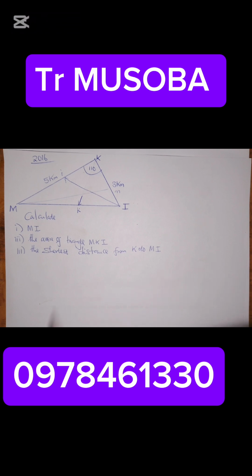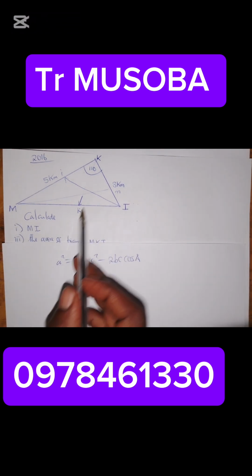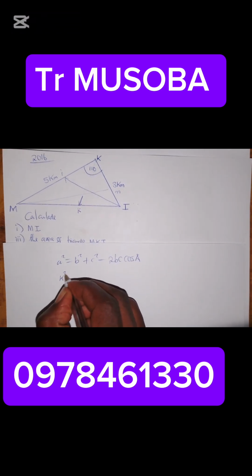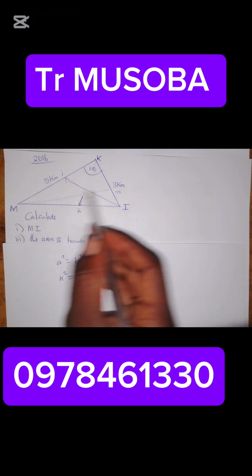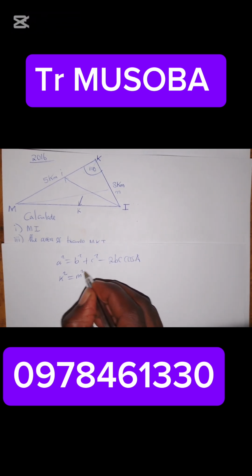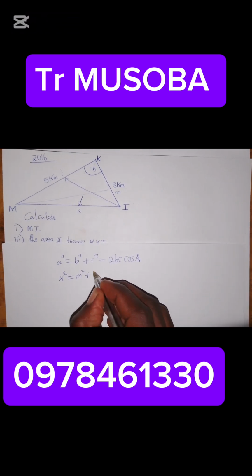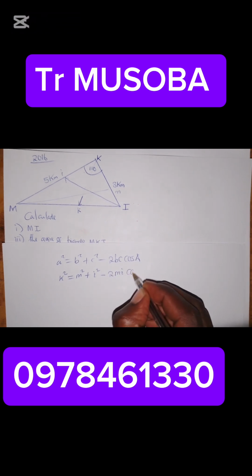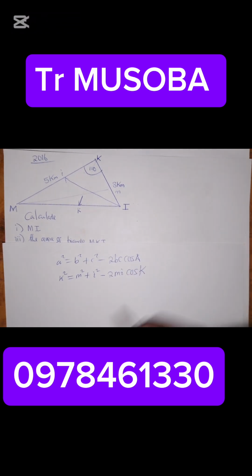Now to calculate MI, we are going to use the cosine law. Now we need to find this side. So the opposite of this angle is this side. So here we are going to say K squared is equal to M squared plus I squared minus 2MI, then cos K. So this is the angle now.